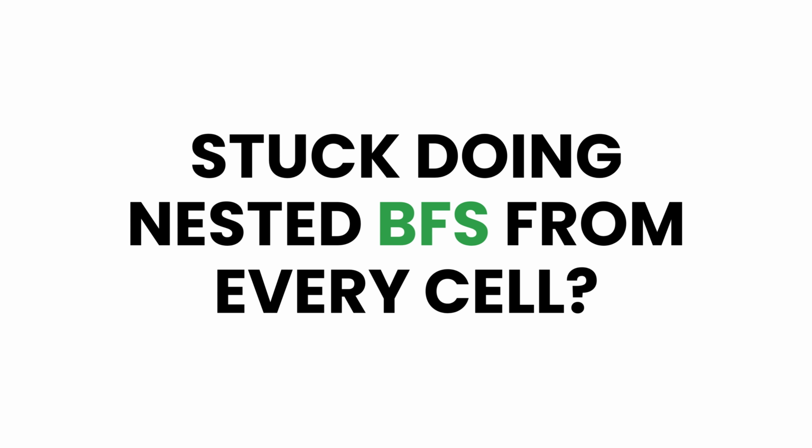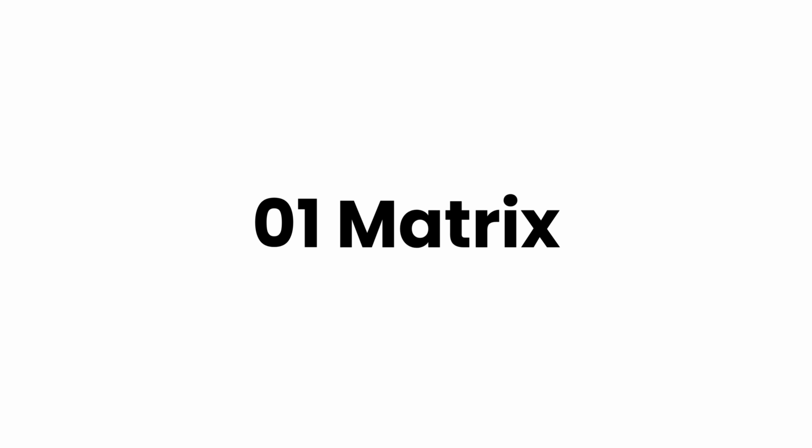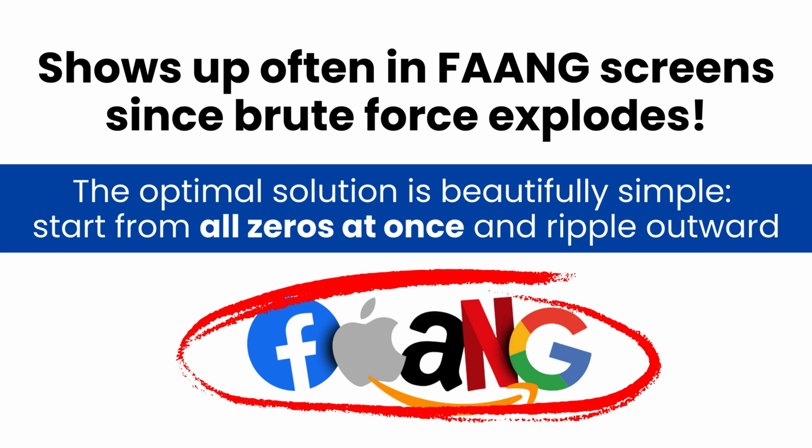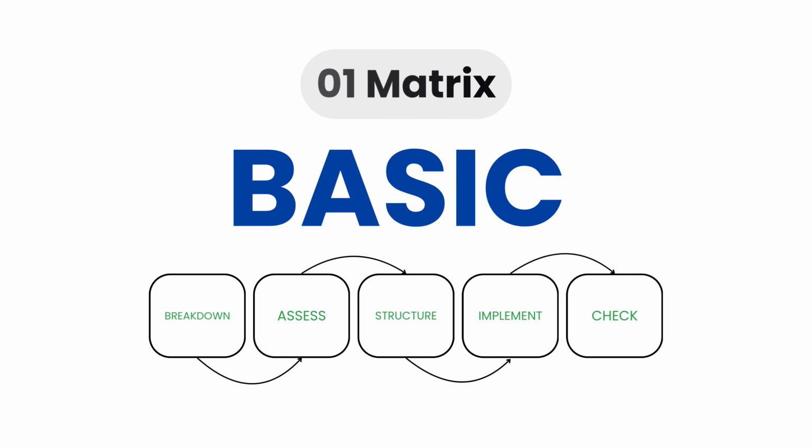Stuck doing nested BFS from every cell? The 01 Matrix is the perfect test of multi-source BFS thinking. It shows up often in FAANG screens because a brute force approach explodes, while the optimal solution is beautifully simple. Start from all zeros at once and ripple outward. Let's crush it with basics so you can narrate it confidently.